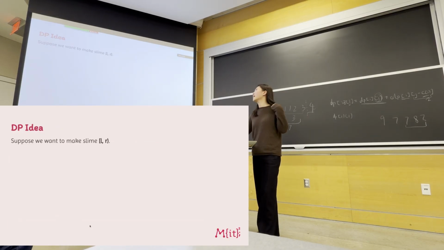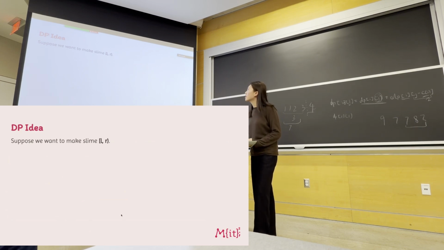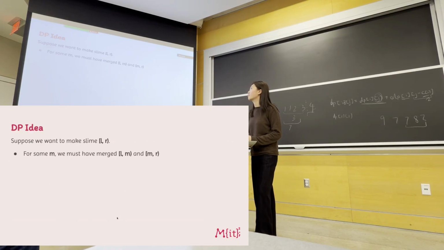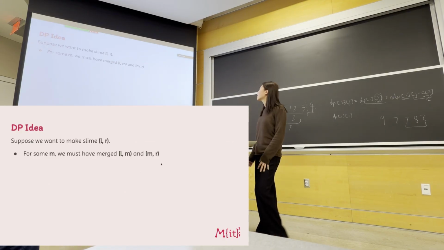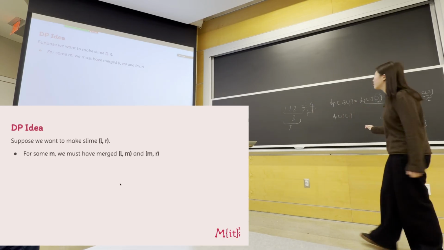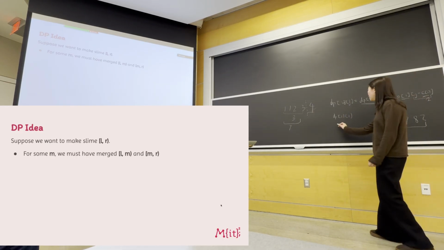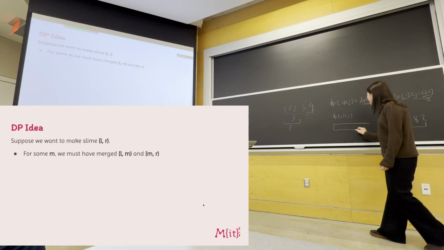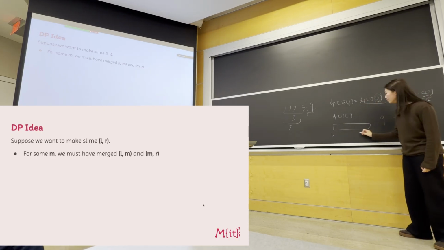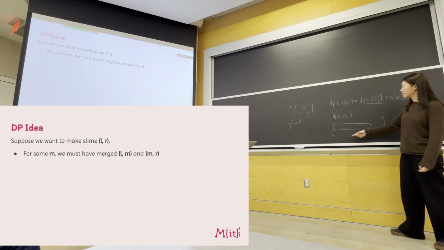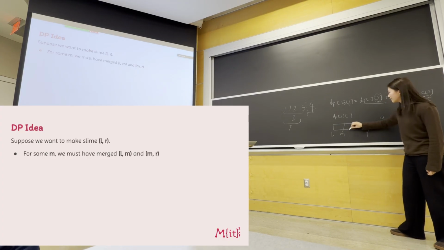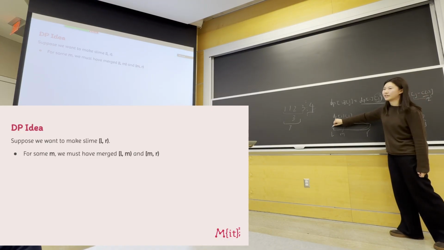So the DP idea is a little complicated. Suppose we have to make a slime in the range of L and R. We always want to find some M such that we must have merged LM and MR. So basically, given the intuition we just talked about, in order to merge a range of L and R, we want to find some M such that this is already merged and this is already merged.